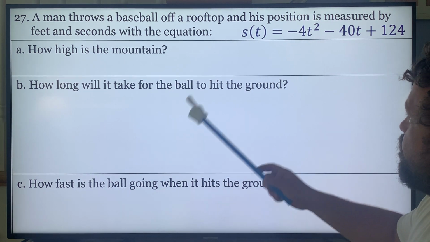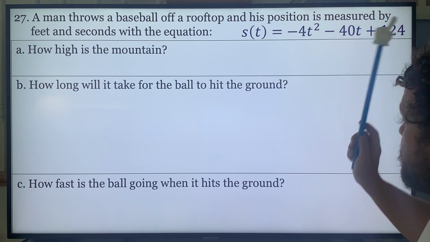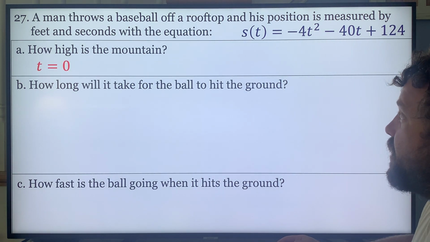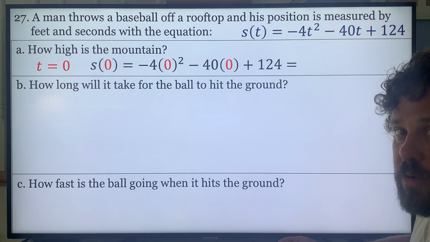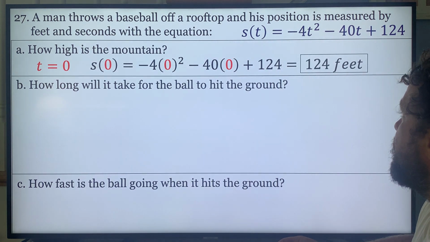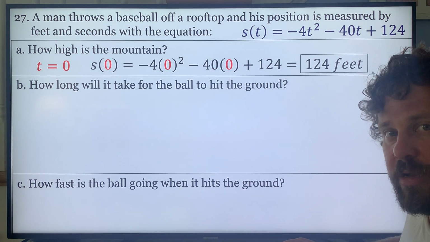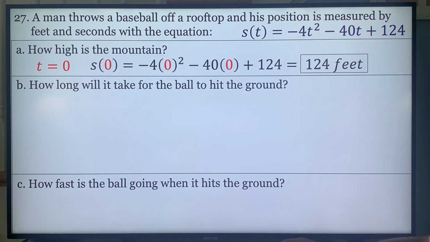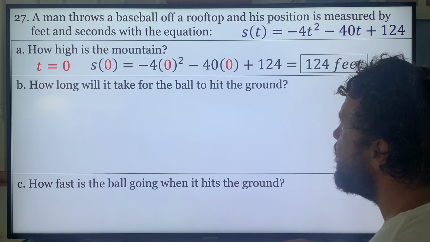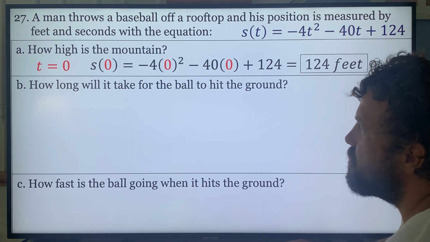So first thing, how high is it? We set t equal to 0. So the rooftop is 124 feet high. Oh, this must have been based on when the guy threw the bike off the mountain. All right, so 124 feet high in the air. How long will it take the ball to hit the ground?